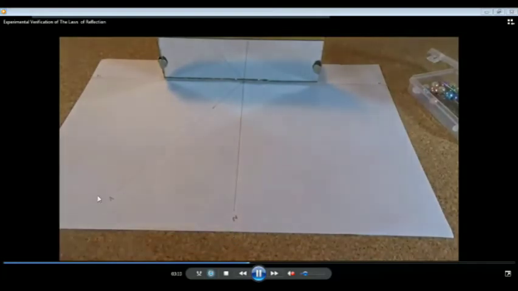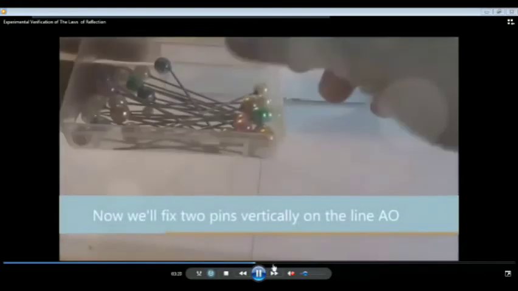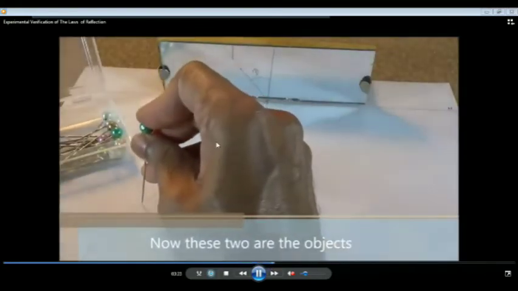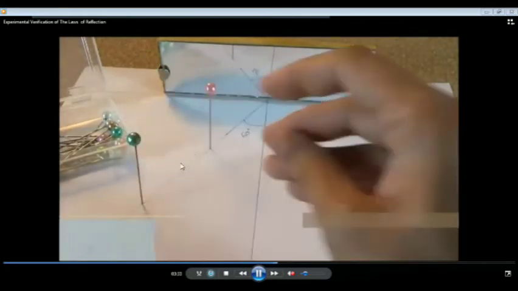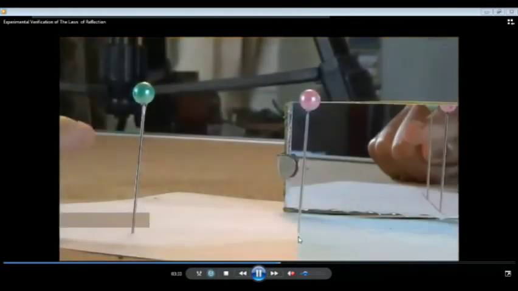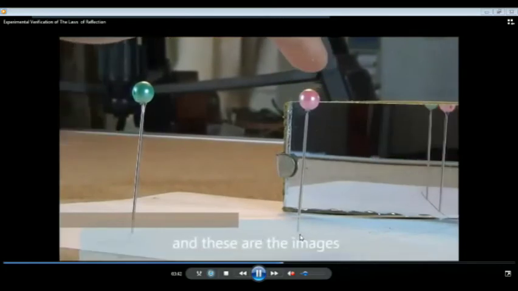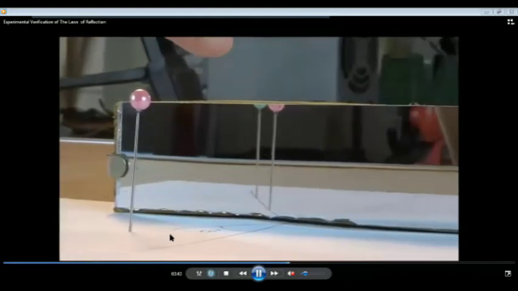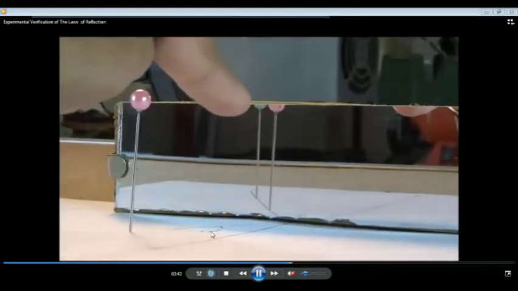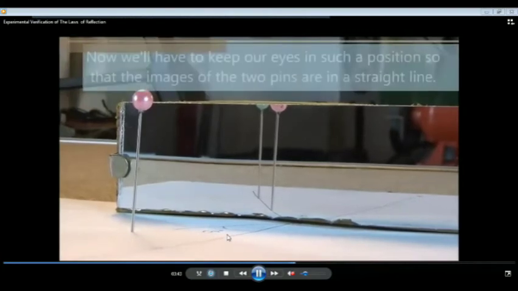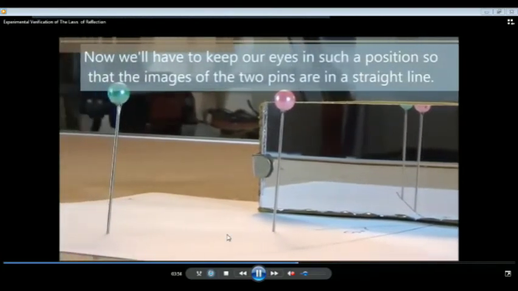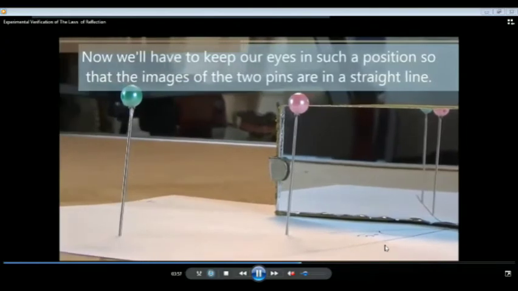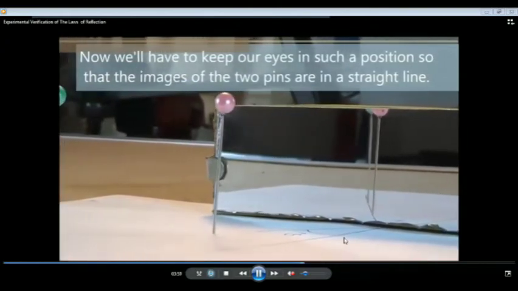We are marking this as a normal, as point A, like the line A, line B on the other side. We will take 2 pins and apply them vertically on this line. You can see both of the pins on this straight line. We have drawn this straight line at an angle of 30. We have written here 60 because the angle on the protractor is 60, but actually it is 30 from the normal.